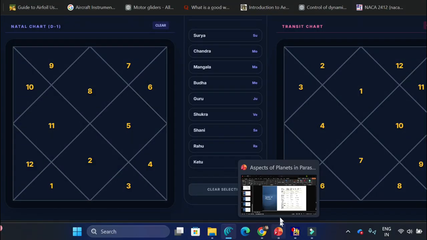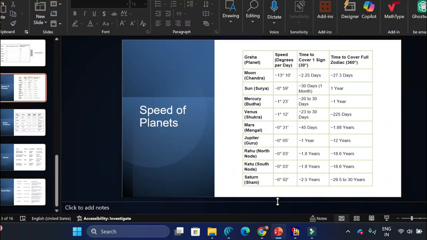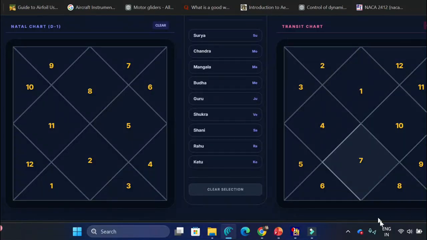So now, just going back to the speed of the planets, which planet is the slowest one? Saturn. And how much does it travel? It takes around 2.5 years to cover one sign. See, these are approximate speeds. Okay, there will be retrograde motion also. So these things will give you an approximate idea.